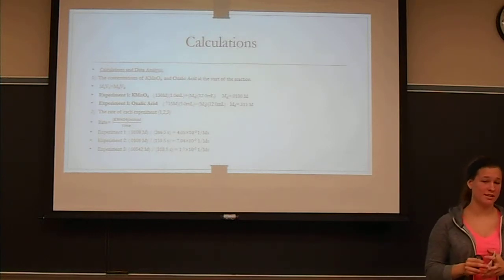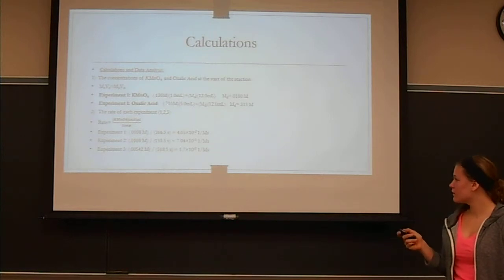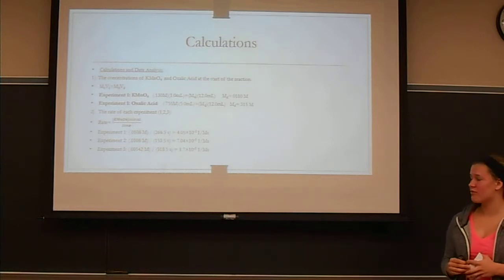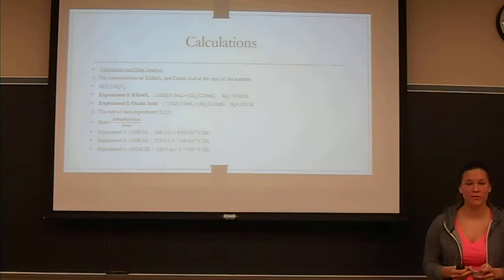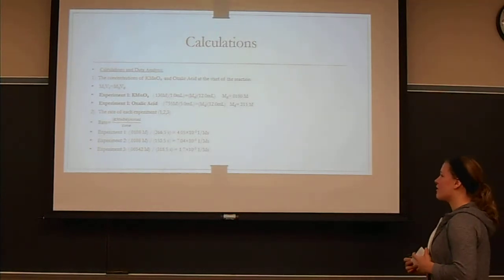And we did the same thing for oxalic acid. We took the starting stock solution molarity, which is 0.755, and we multiplied it by 5 milliliters, which was what we started off with for oxalic acid. And then we divided it by 12 milliliters, which was the total. And we got 0.315 molarity.